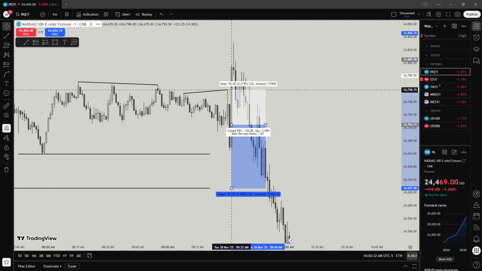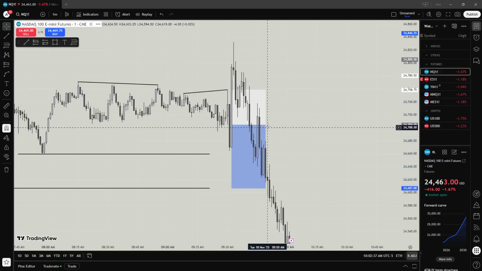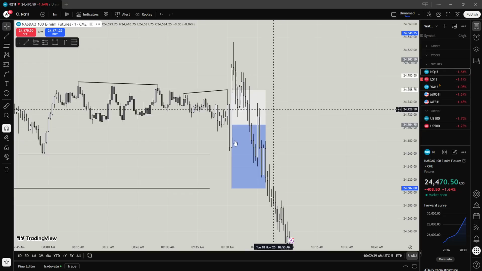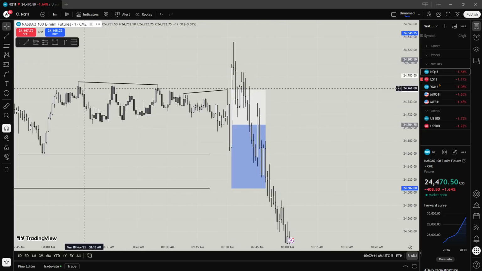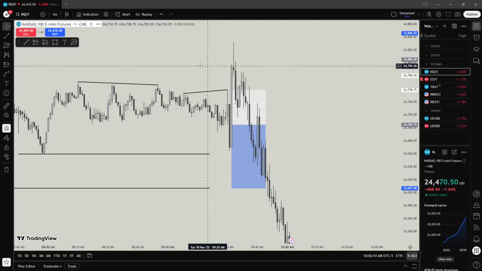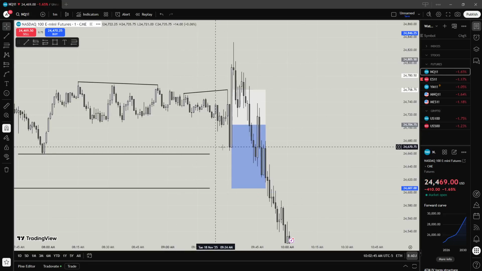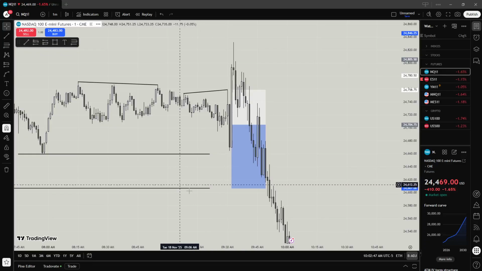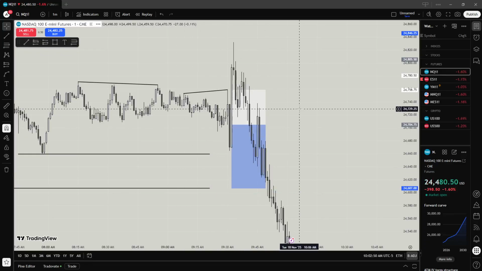I could have closed here. I could have closed here. I could have saved the accounts, but I was oddly confident in this play. I didn't think, after getting all this SMT delivery from the 5-minute, a 5-minute CISD, and now we have relative equal lows here and down here, so great draw on liquidity.